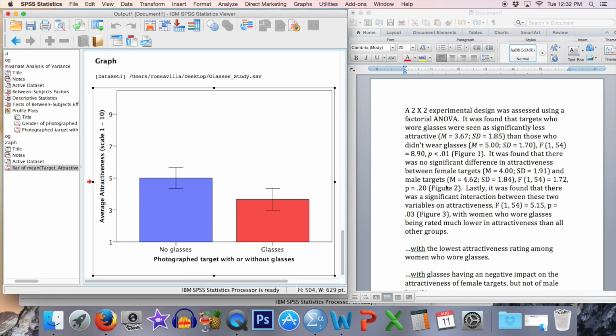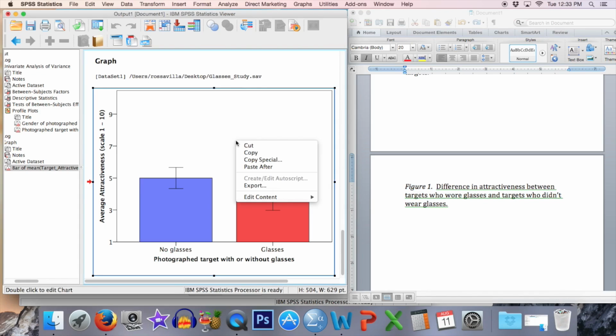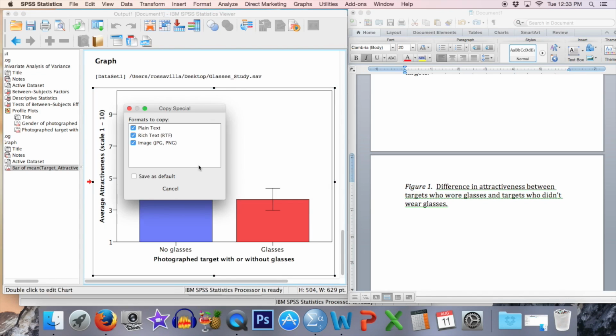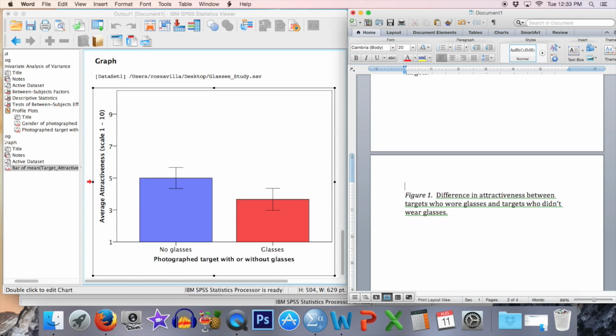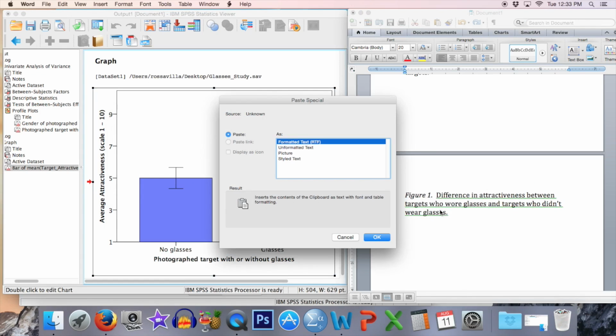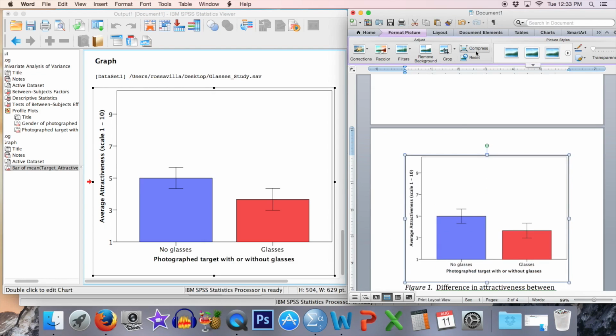So there we go. Now this is for figure 1, which was the significant difference. So we'll give it a little name. We'll say difference in attractiveness between targets who wore glasses and targets who didn't wear glasses. And again, we want to italicize where it says figure 1. And since we already did paste special and figured out it as image, you can actually just do copy in the future if you want to. But always do paste special so you can make sure image or picture is selected. And then again, we'll go ahead and crop out those lines and any blank spaces.